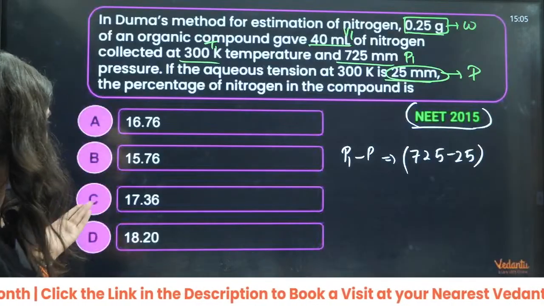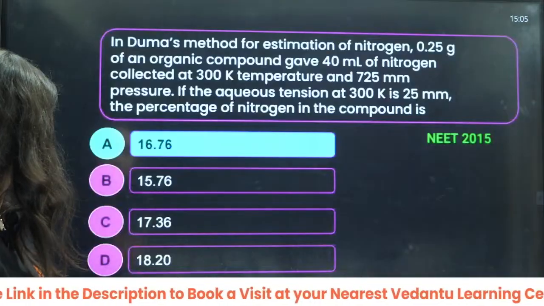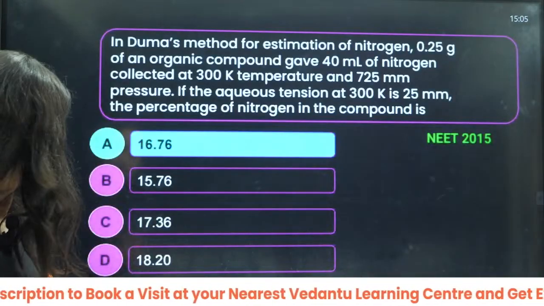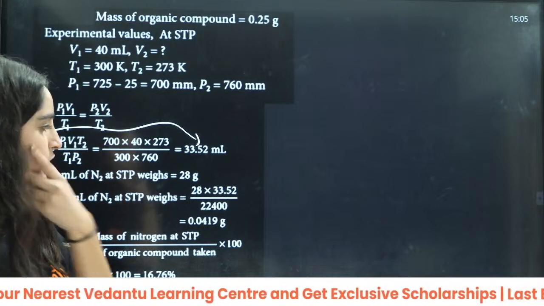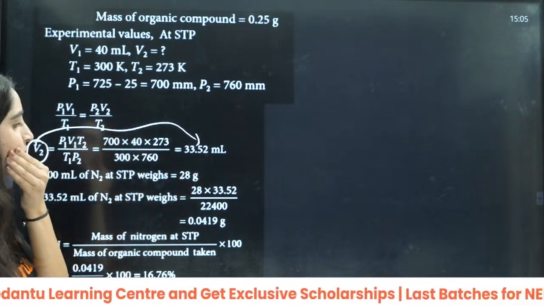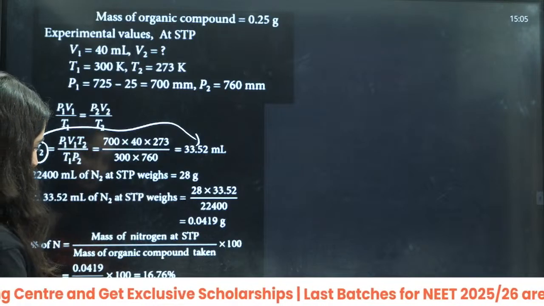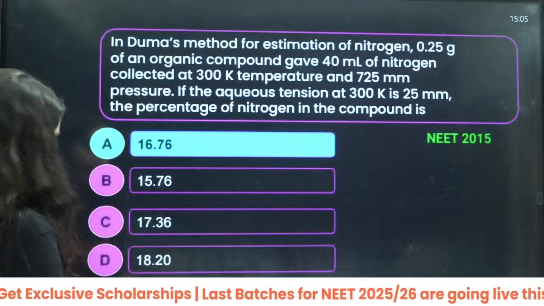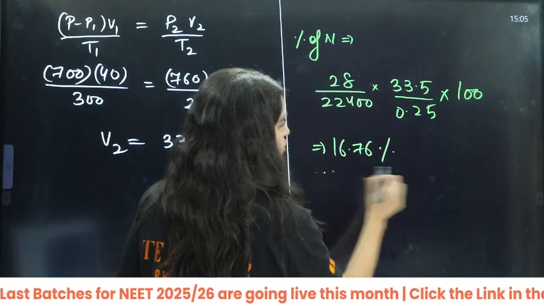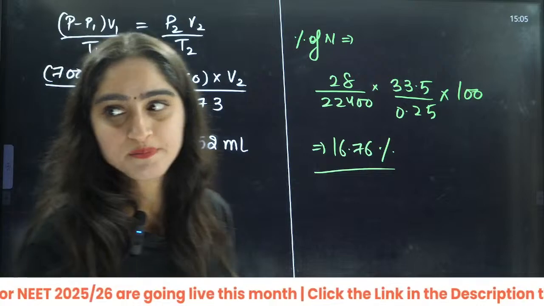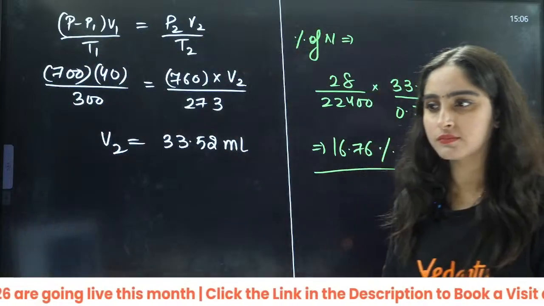Here they have calculated it as 32.5. 33.5 they have calculated it. Okay, so check that. Okay? So here it will come out to be 16.76. Okay? 16.76%. Okay? Understood? How you did that?